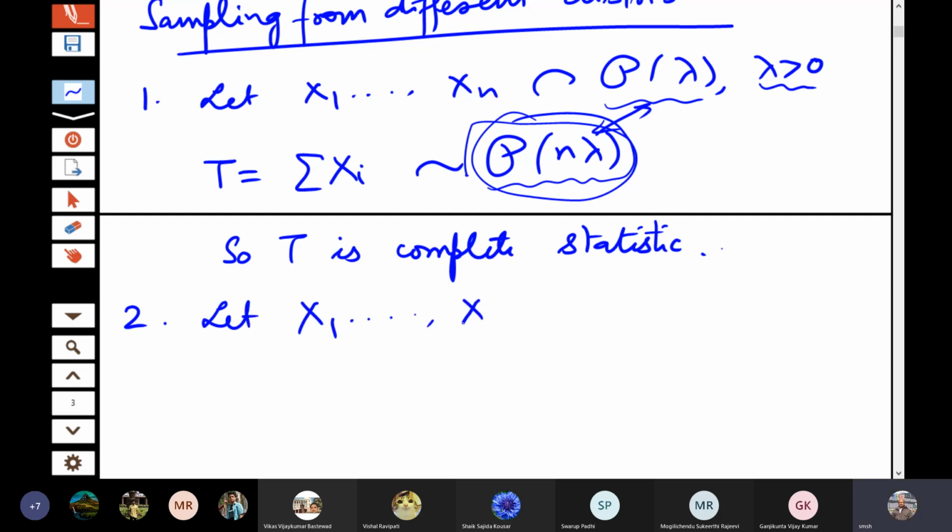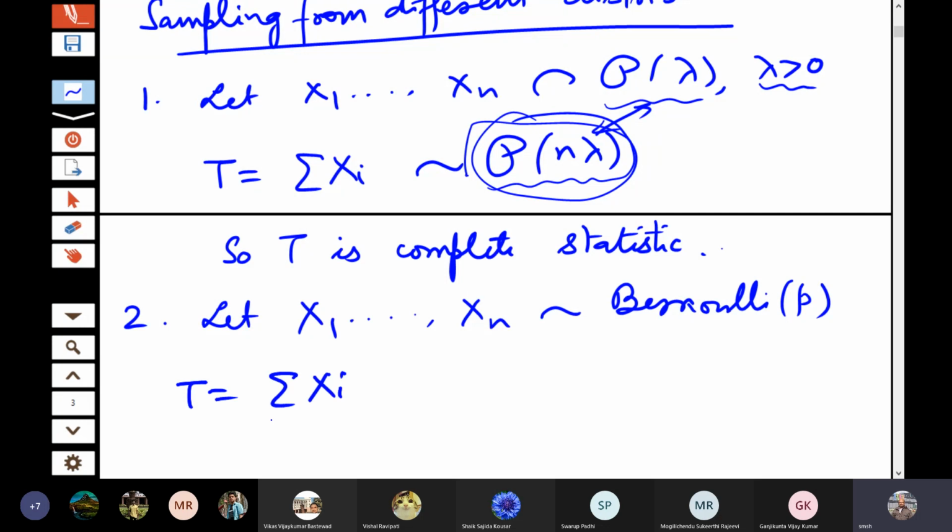Similarly, suppose I am considering a random sample from Bernoulli here. We have proved that binomial n p is complete if n is known and p is between 0 and 1. So here T is equal to sigma xi, i equal to 1 to n. This will be binomial n p. Here n is known. So this is complete.